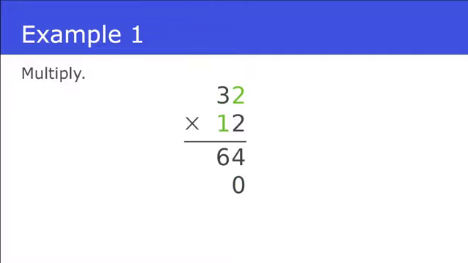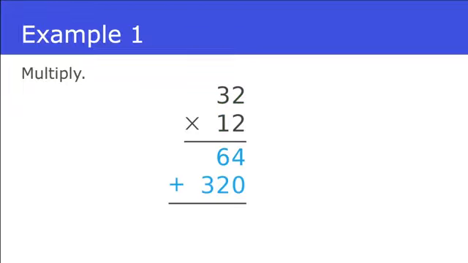Start with 1 times 2. 1 ten times 2 equals 2 tens. So we put a 2 in the tens place next to our 0. 1 times 3 equals 3, so we write a 3 next to our 2 in the hundreds place. This shows that 32 times 10 is 320.